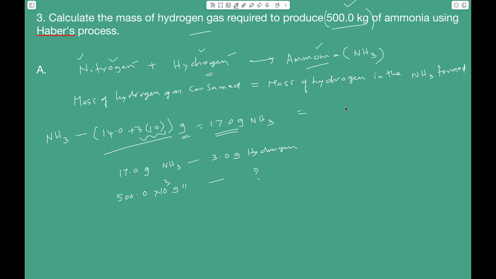So to get this, you have to multiply 500.0 into 10 to the power of 3 grams with 3.0 grams over 17.0 grams. You cancel these two and simplify this to get the mass of hydrogen gas required in grams, and divide that with 10 to the power of 3 to get the mass of hydrogen gas in kilograms.